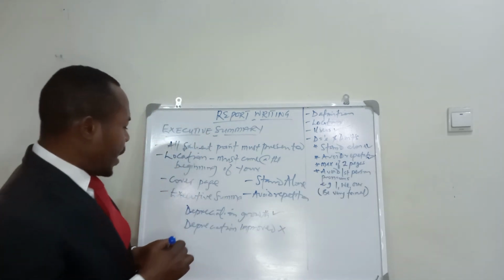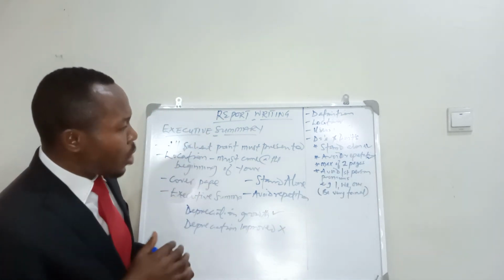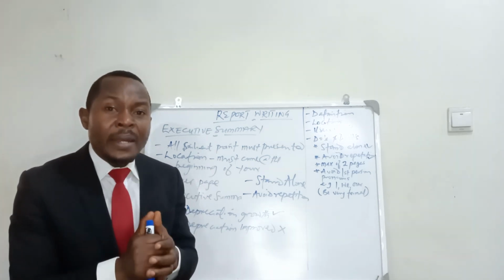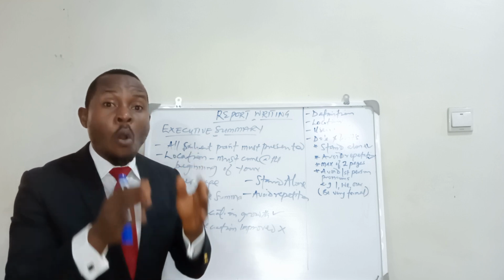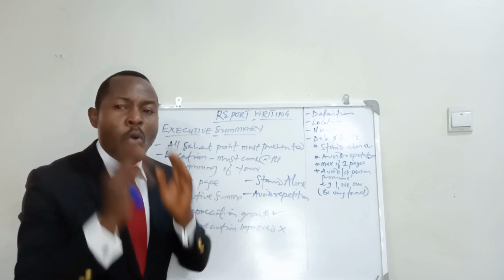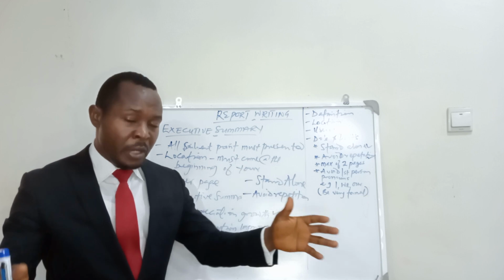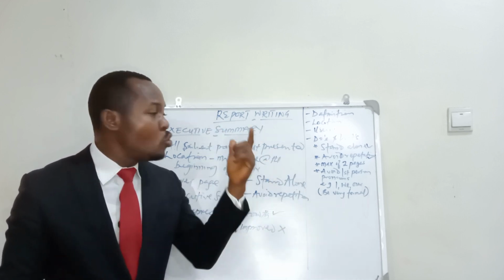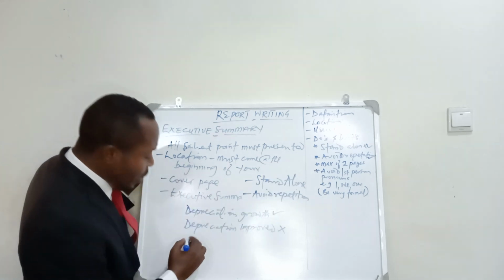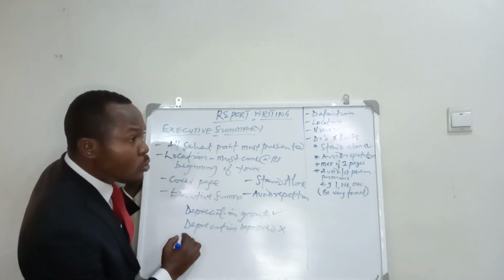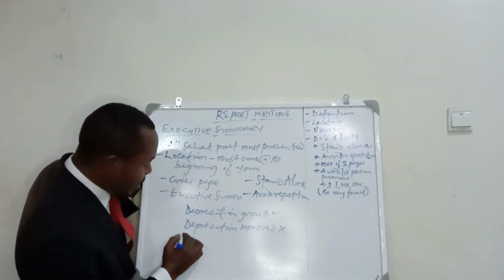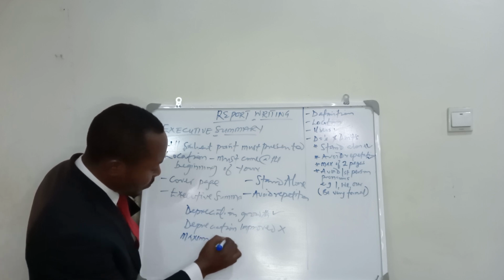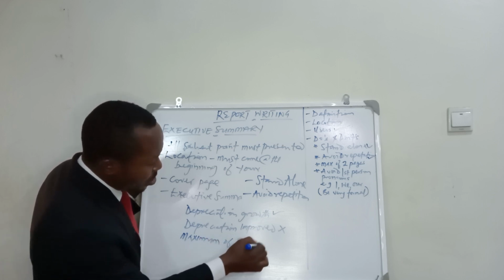Avoid repetition. Okay. The next thing we're going to talk about under the do's and don'ts is that executive summary is called summary because it must not be voluminous. Therefore, it must not be more than 2 pages maximum. You must not make your executive summary to be more than 2 pages. That is maximum of what? Maximum of 2 pages.